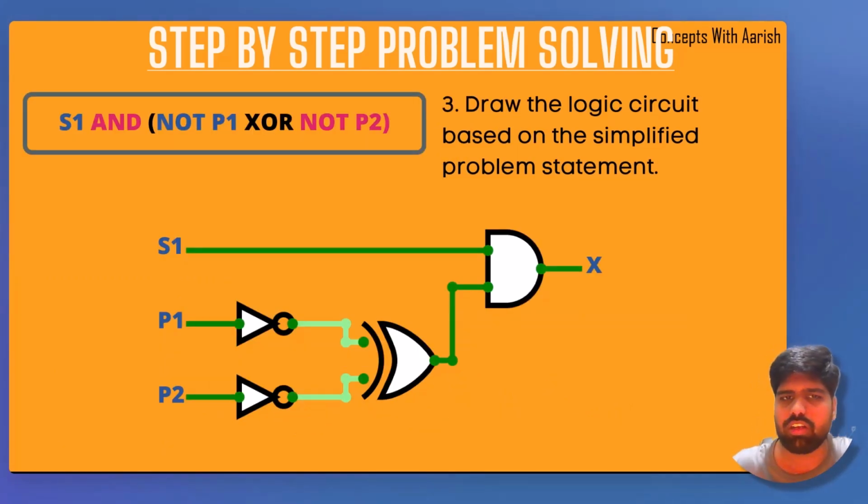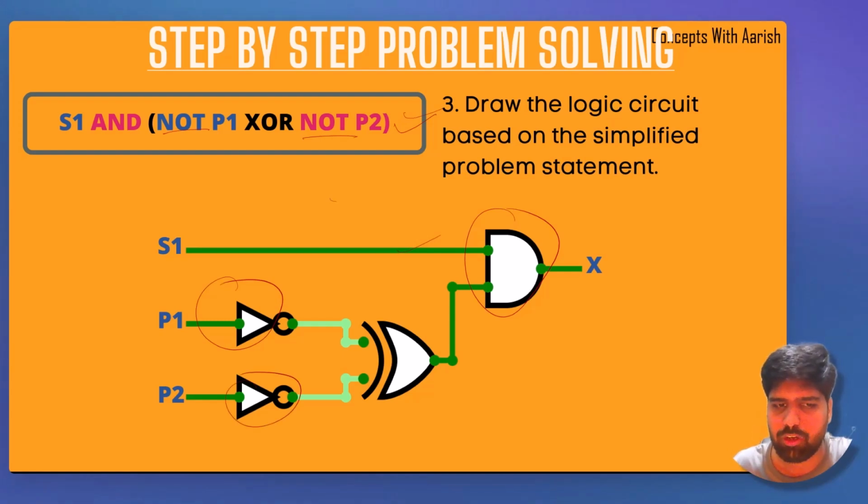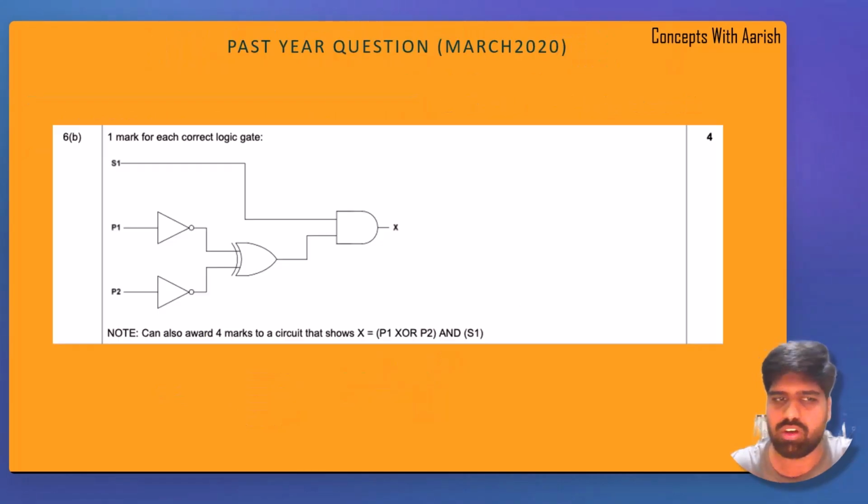Once you are able to make the expression, you can easily go with making a circuit diagram of that one. So S1 is simple, and in order to make the AND of that, you need not P1 and not P2. They made P1 and P2 into not, and then they go with exclusive OR, and then they take output from here, and that's how they are getting the final result. That's how it looks in the final result, and hopefully you are able to understand it.